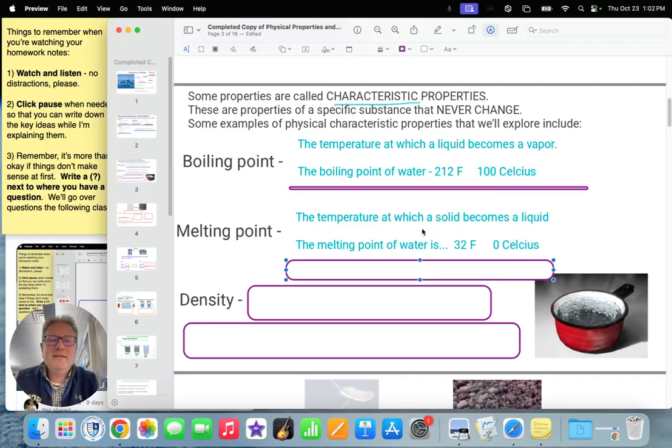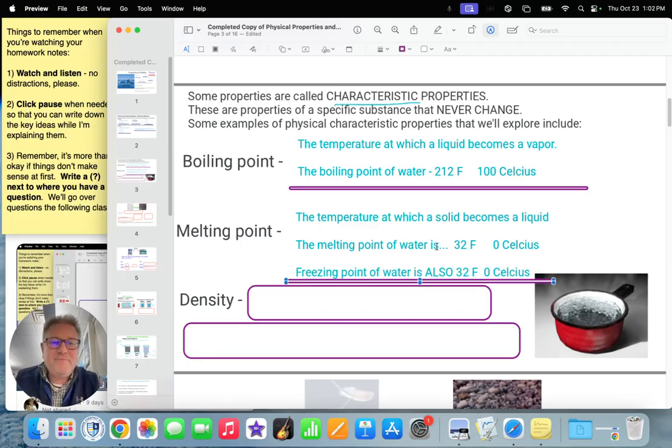Points like this. Now, wait a minute. If the melting point of water is 0 degrees Celsius or 32, well, what's the freezing point? Well, the freezing point is the same thing. The freezing point, as we'll see later on in this unit, and the melting point are the same thing. It's kind of like a door that can go both ways.